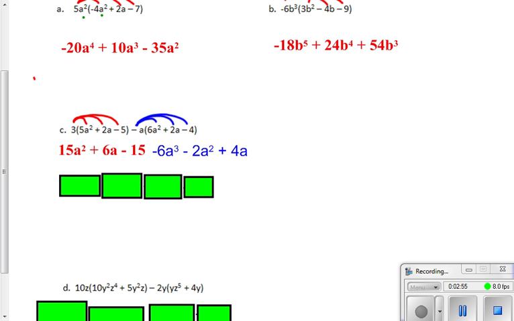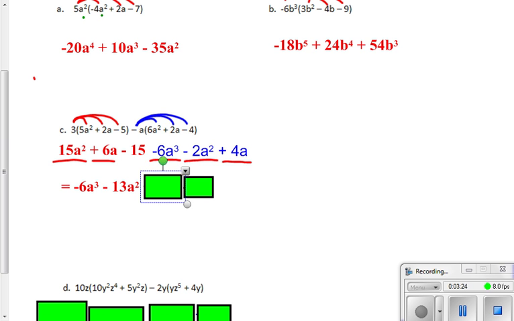The next part here was we'd want to go ahead and find those like terms, probably putting this into standard form while we're at it. So negative 6a cubed would be that highest one there that we'd want to put in standard form. So I'd put negative 6a cubed first. Then I go ahead and combine some like terms here. We have a positive 15a squared and a negative 2a squared. We would get a negative 13a squared, and then I have 6a and 4a. That would give you a positive 10a, and then the only thing we have left there would be our negative 15. And that would be it in standard form.